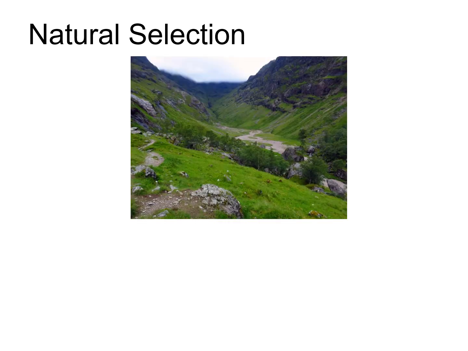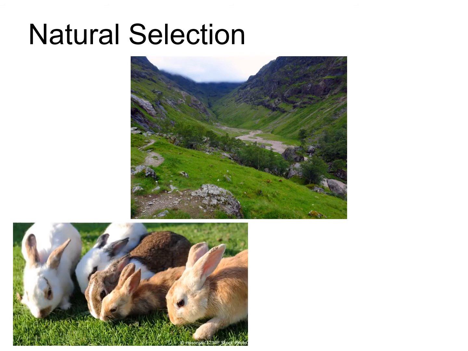Usually when natural selection is taught in a basic biology class, the examples that are used involve animals. So as a review, I'm going to use an example with animals. So let's say the environment you have is a valley. And in this valley, you have a population of rabbits. Now the important thing for natural selection is that these rabbits are not identical to each other. So you need variation in the population.